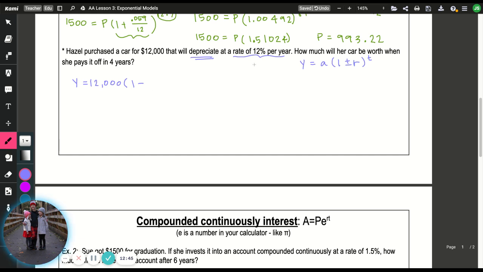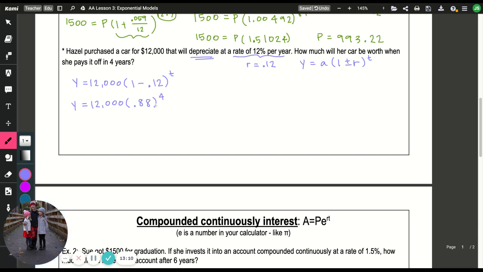Our rate is 12%. So if we write that as a decimal, that's 0.12. And then to the t. Again, there's no n because it's not compounded. So 12,000. 1 minus 0.12 is 0.88, and then it's 4 years.